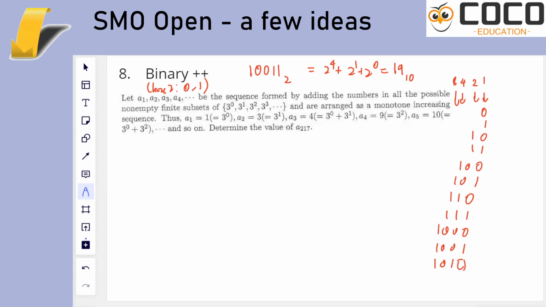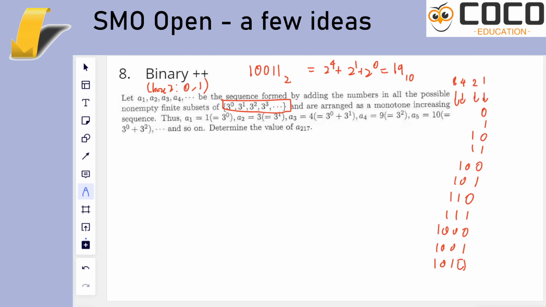I hope you can see the echoes of binary in this question. All the possible non-empty finite subsets of 3 to the 0, 3 to the 1, 3 squared, 3 cubed, and so on are arranged as a monotone increasing sequence. Hopefully you can tell that this is kind of like binary, except that your place values are now powers of 3. Effectively, they are borrowing the idea of binary. So how does this work?